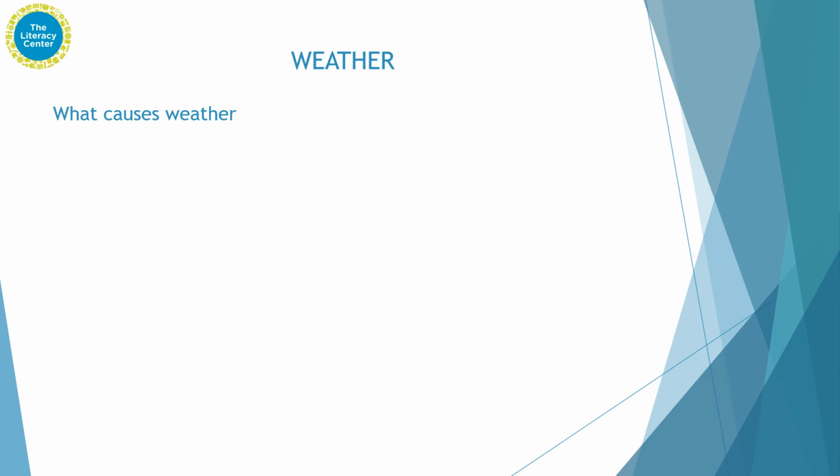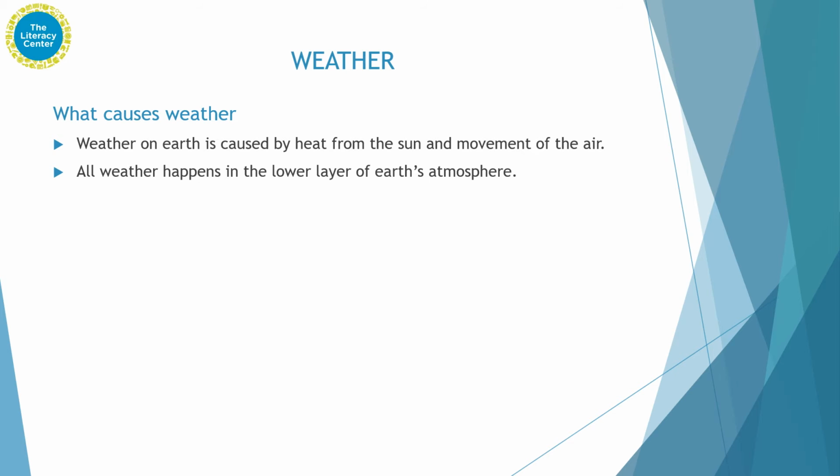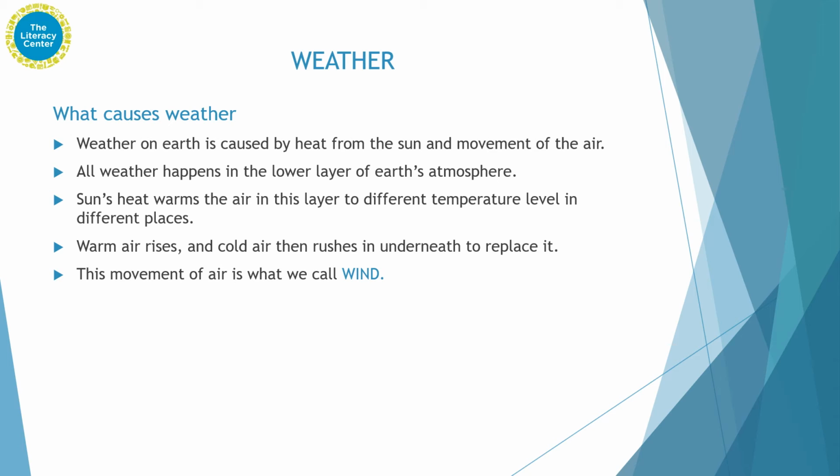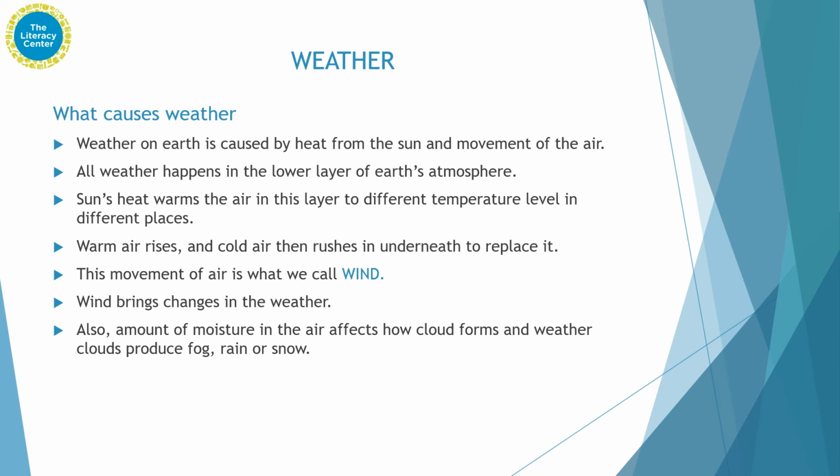So what causes weather? Weather on Earth is caused by heat from the sun and the movement of the air in the atmosphere. All weather happens in the lower layer of Earth's atmosphere. The sun's heat warms the air in this layer to different temperature levels in different places. When this warm air rises, cold air then rushes in underneath to replace it. This movement of warm and cold air is what we call wind. And this wind brings changes in the weather.